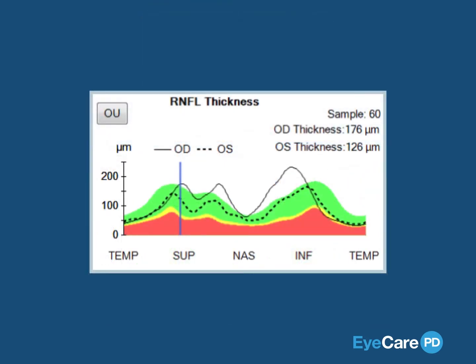Sometimes the RNFL thickness values are higher than what we might expect. That can be seen in this image of a patient with right-sided swelling of the optic nerve. Note that the pattern of the left eye is normal.